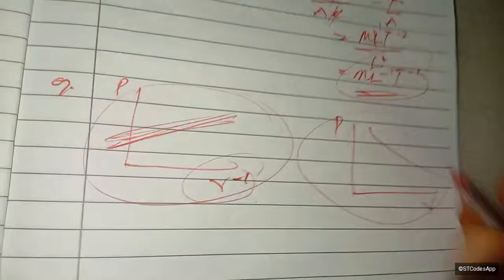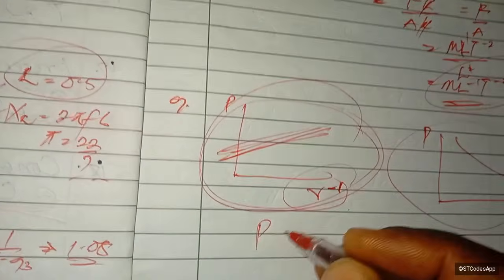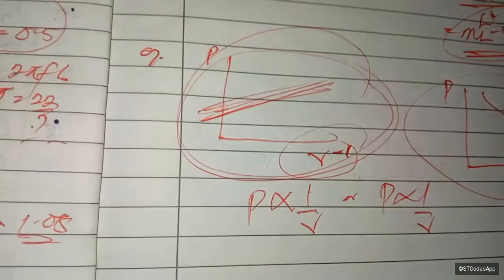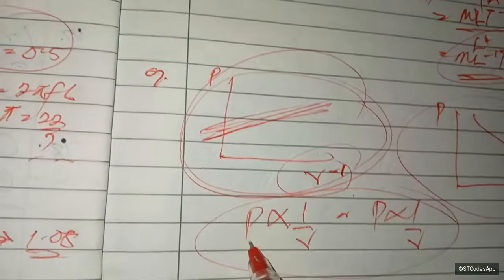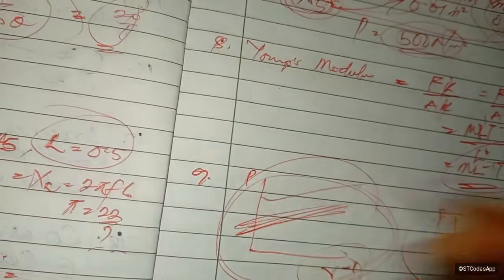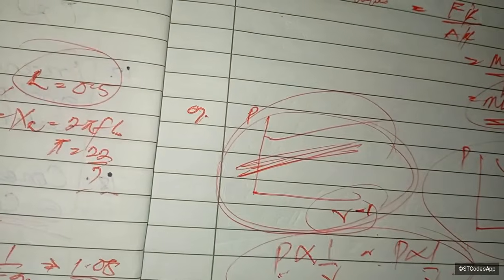But if you plot against V inverse and P, it will give you this, because pressure is directly proportional to the inverse of V, or pressure is inversely proportional to V. Exactly. It's the same thing that I just said. So that's why the graph is like this.